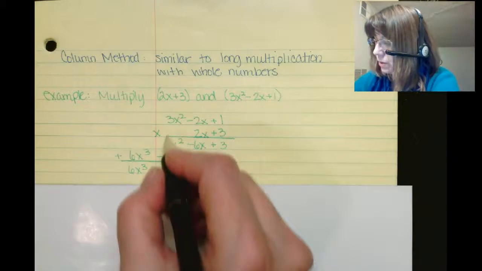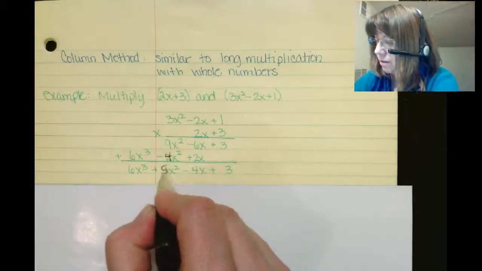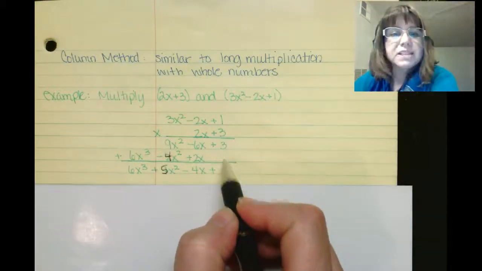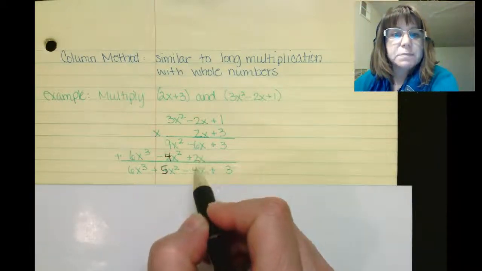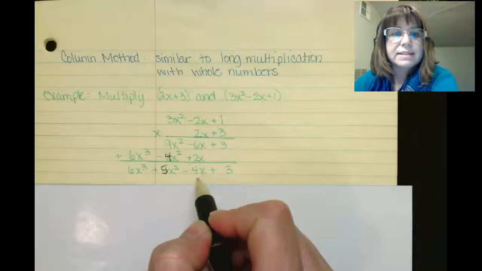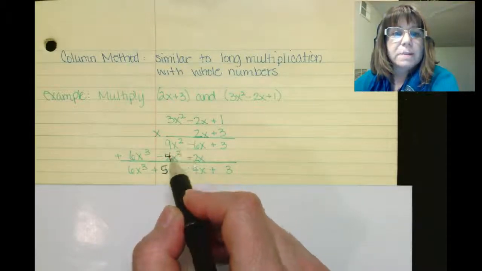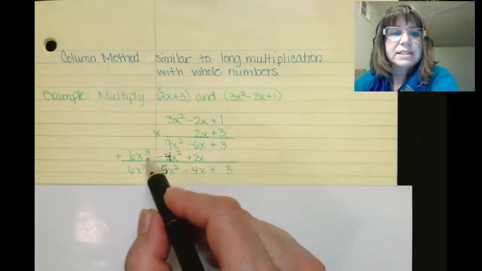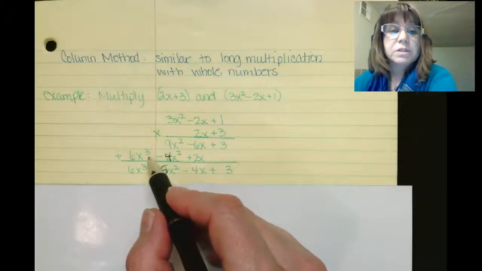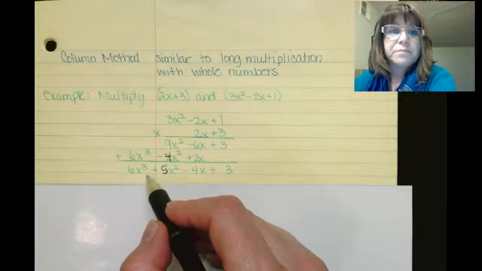Now I'm going to add those together. 3 plus 0 is plus 3. Negative 6x plus 2x is negative 4x. 9x squared minus 4x squared is 5x squared. And then 6x cubed is 6x cubed.